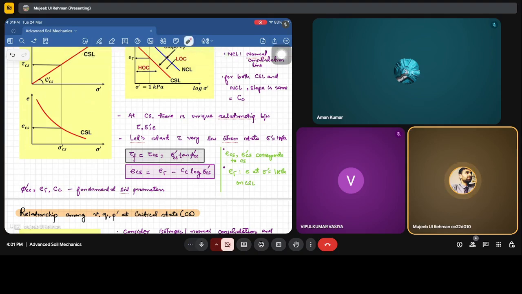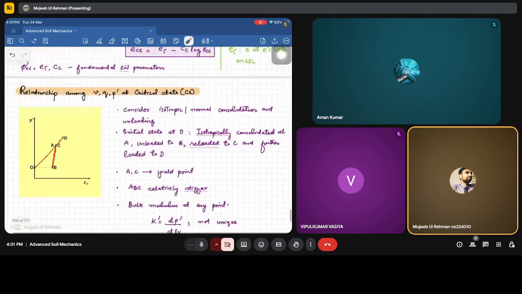Now, in terms of specific volume, how does it look? For example, this is the initial state at O. Then we have done the consolidation. Now, during the consolidation, there will be a volume change. At C, we have unloaded the sample to B. From B, we are reloading it to C, and from C, we are again loading it as usual.